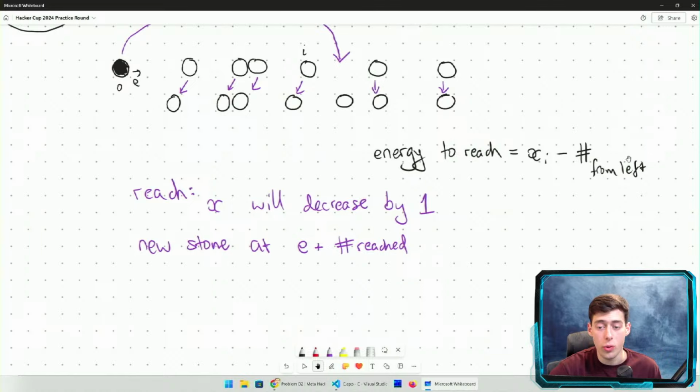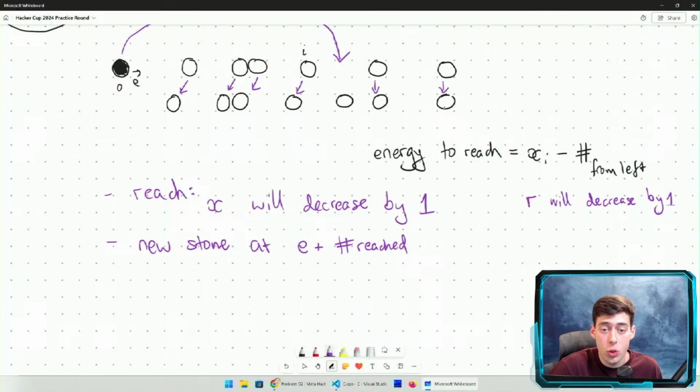And so now the energies to reach each stone, how will they change? This is interesting, right? So the energies to reach the stones that we touched, that we reached, their x's have decreased by 1. So if your xi decreases by 1, their number from the left, their index, hasn't changed, because there's no stones that have been added to the left of them. So the energy required to reach them will decrease by 1, right? Because we have a minus 1 delta here and a plus 0. So the energy required to reach them, let's just call that R, will decrease by 1 for this stone.